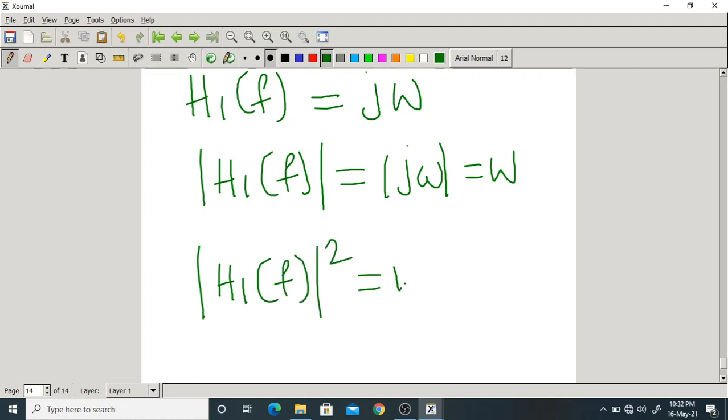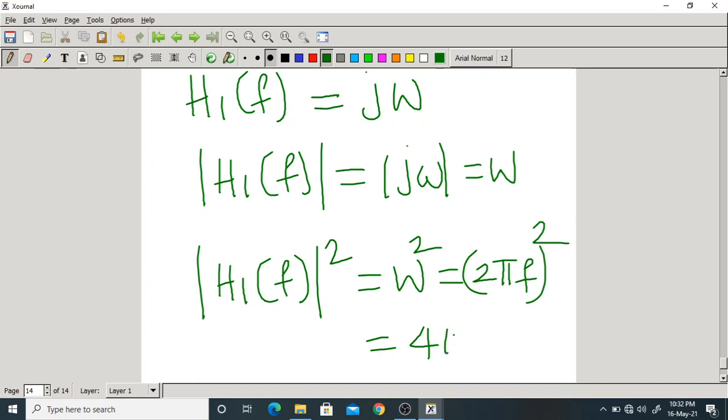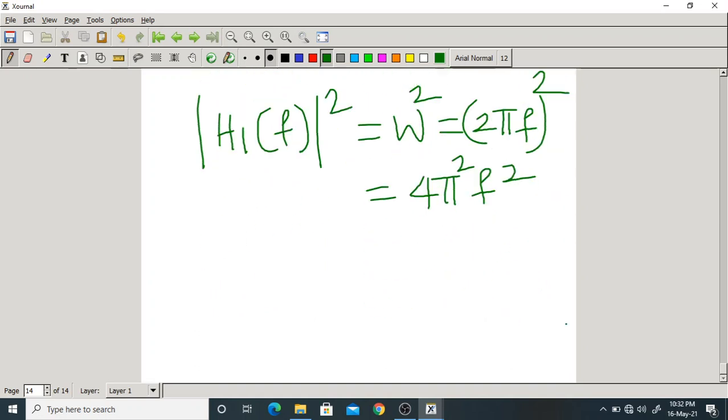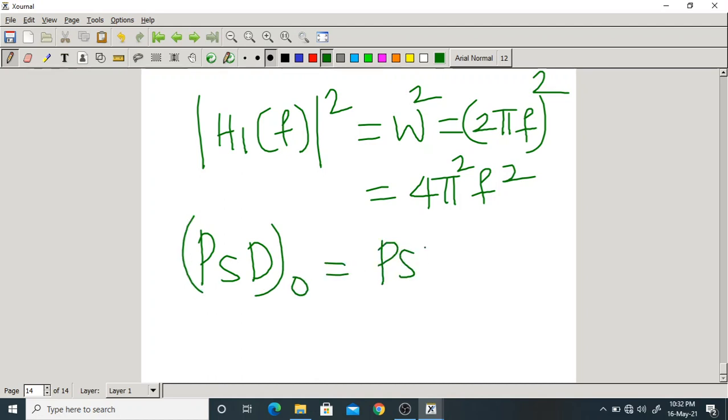Which means omega square. Omega means what? 2 pi f. Which means 4 pi square into f square. Now, what is the output PSD? PSD of input side into 4 pi square into f square.